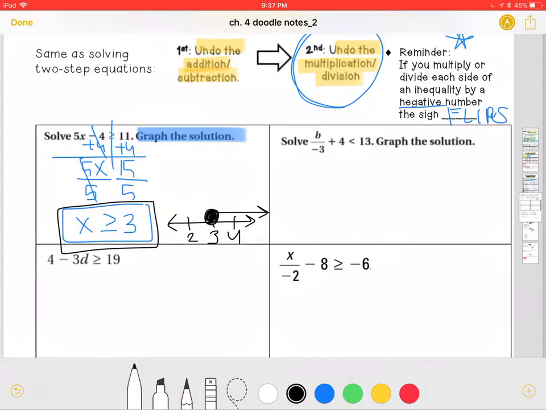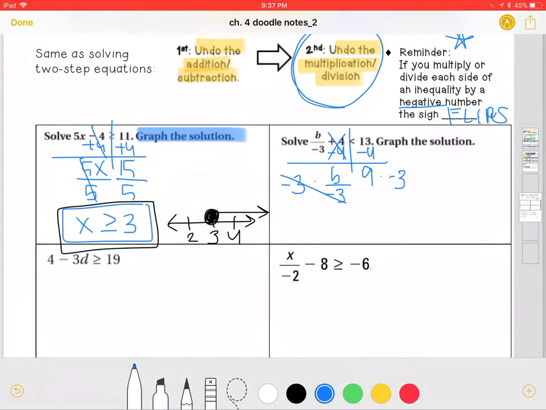Let's look to the right. B is being divided by negative 3, added by 4, and it has to be less than 13. Remember, we get rid of our addition or subtraction first. So I'm going to subtract 4 from both sides. 13 minus 4 gives us 9. We now have B being divided by a negative 3. To get rid of dividing by a negative 3, I'm going to multiply each side by negative 3.